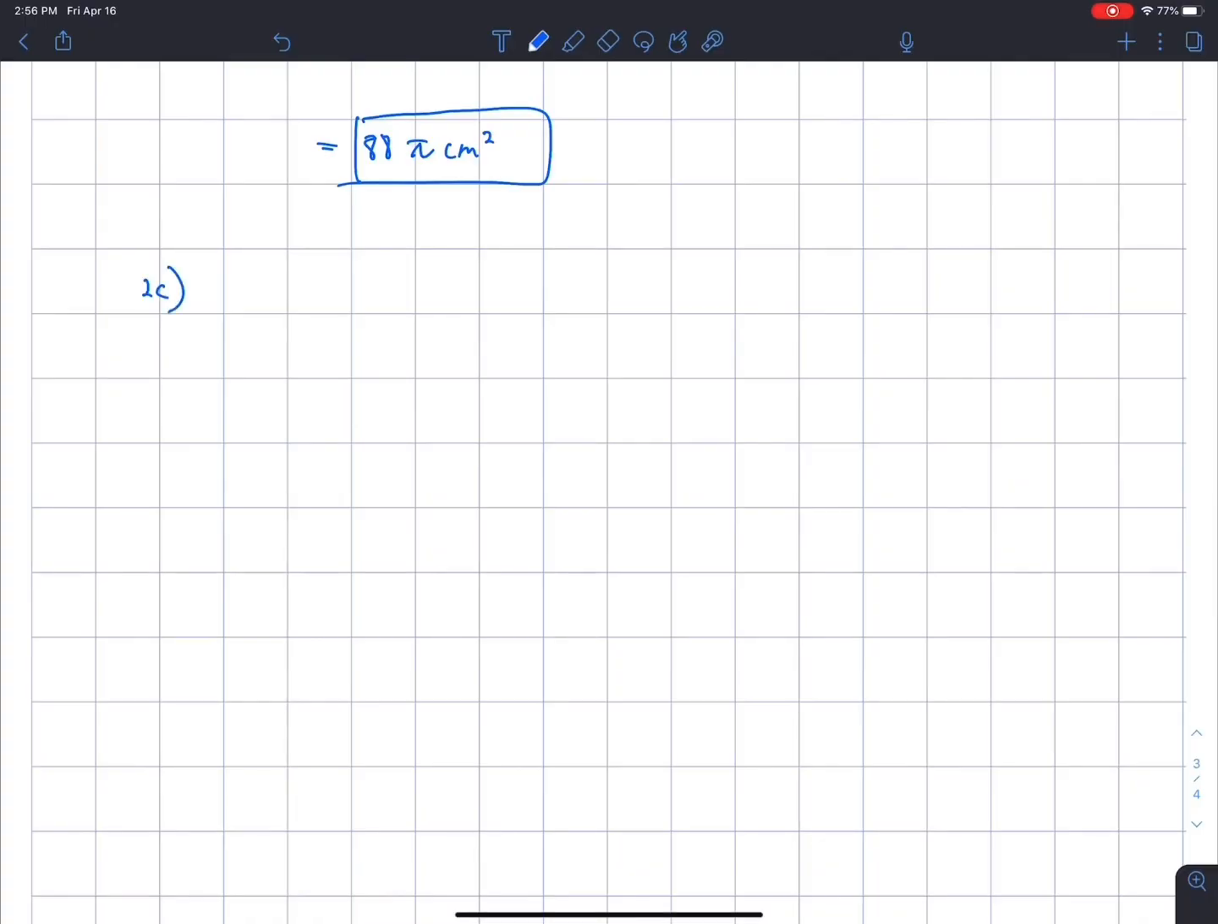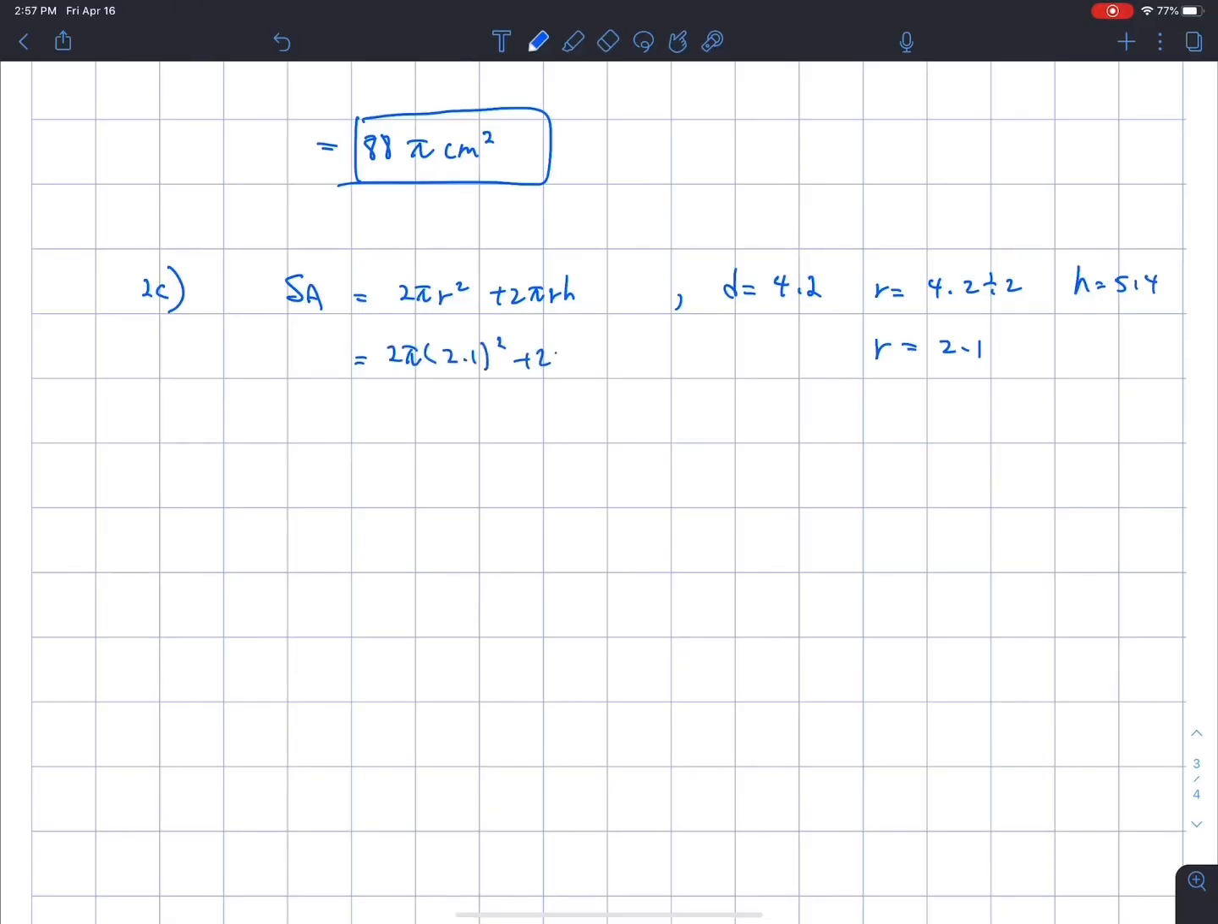2c. Surface area is 2 pi r squared plus 2 pi rh. This time we see that the diameter is 4.2, so the radius will just be half of the diameter, so the radius is 2.1. And the height is 5.4. So we replace all the r with 2.1 in the equation, and we replace the h with 5.4.